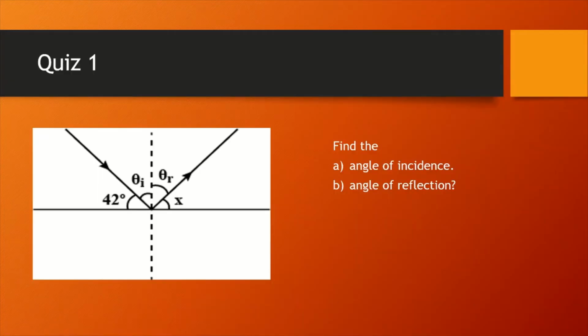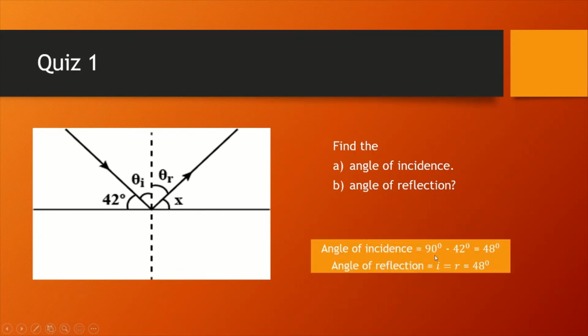Let's look at one question. Look at this diagram. You are given this angle 42. How much is the incident angle? Is it 42? Is this the angle of incident? No, right? Angle of incident is the angle formed between the incident ray and the normal. So it is theta I here. Okay, how much is theta I?